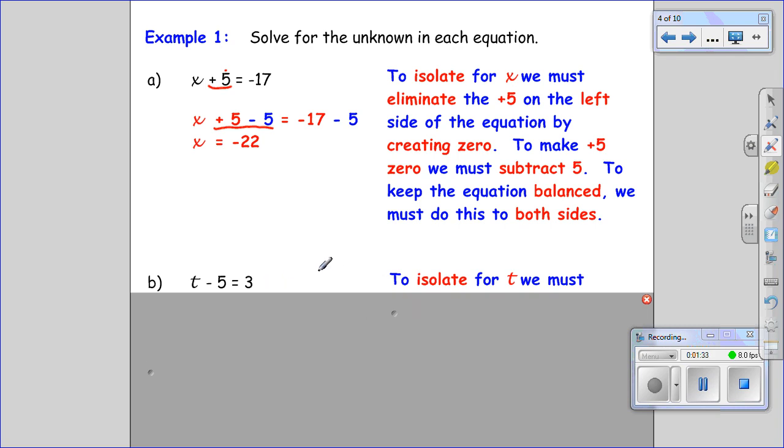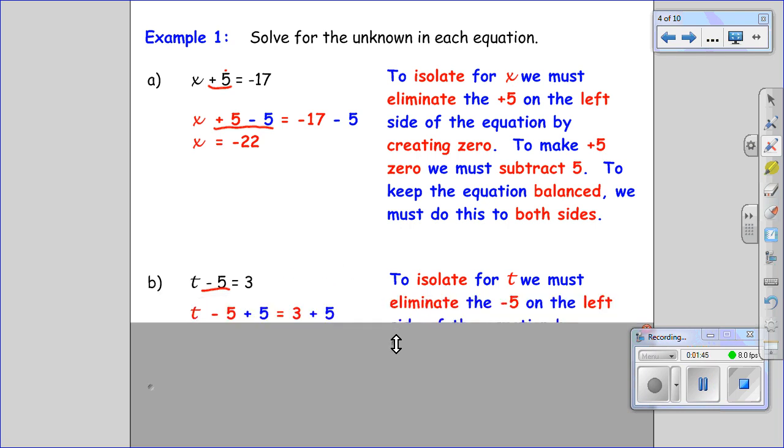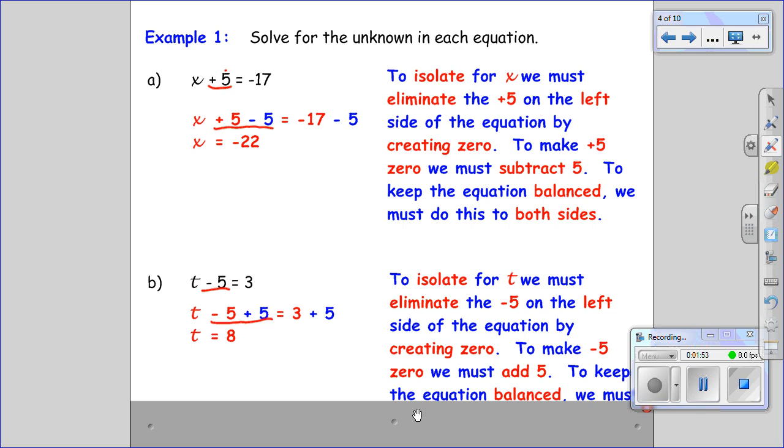Next equation, t minus 5 is 3. I need to isolate for t, so I need to get rid of subtract 5. Now the opposite of subtraction is addition. So I'm going to add 5 to both sides in order to keep my equation balanced. And again, I'm combining opposites here. Negative 5, positive 5 is 0, and t is 8.